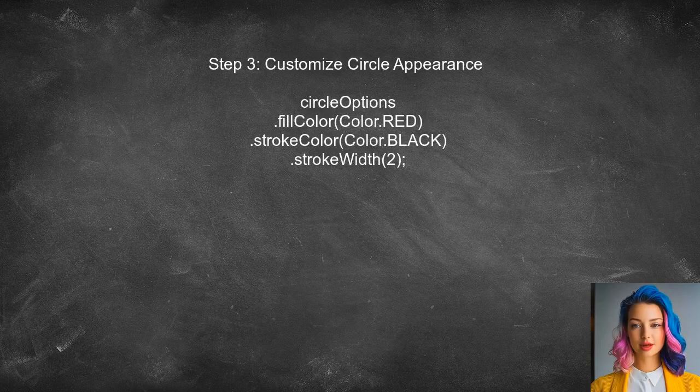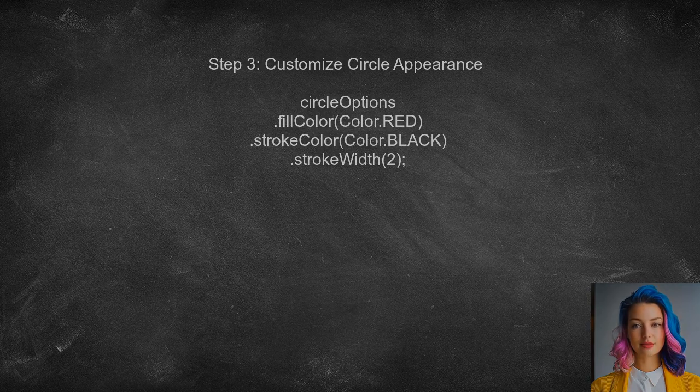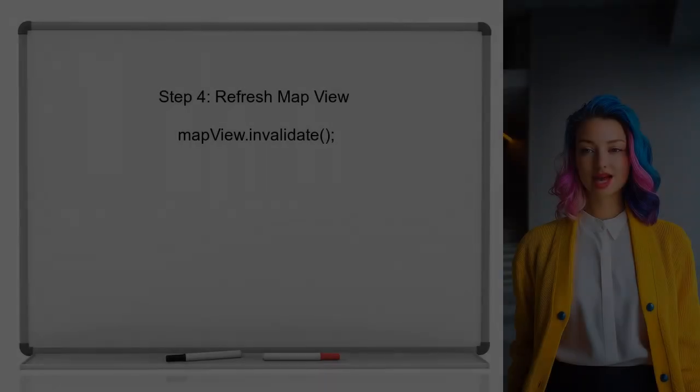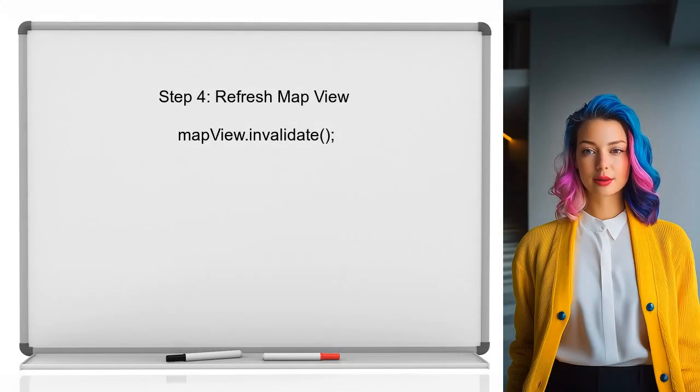After adding the circle, the user can customize its appearance. This includes setting the fill color, stroke color, and stroke width. These properties can be adjusted using the circle options methods. Finally, the user should ensure that the map is updated to reflect the new circle. This can be done by calling the invalidate method on the map view to refresh the display.